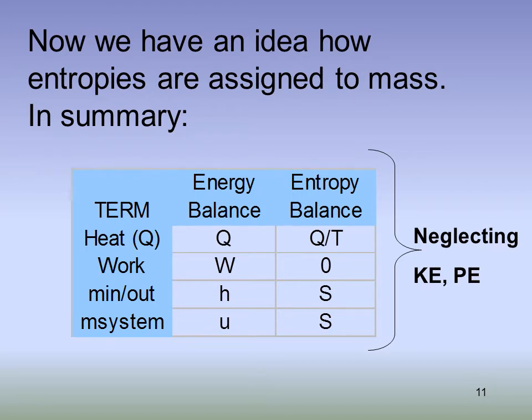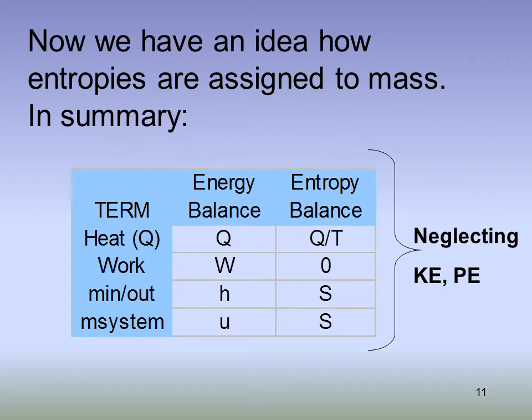For mass in or mass out, that's mass times H. Remember, H is U plus PV, so when a mass is coming into the system, its energy is both its internal energy plus the flow work to bring it in, so that's PV. A convenience property H takes care of both of those. And for the entropy balance, we simply use the specific entropy S.